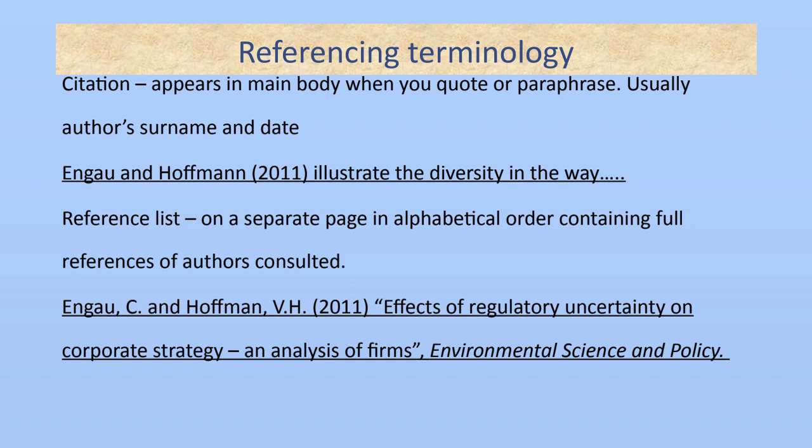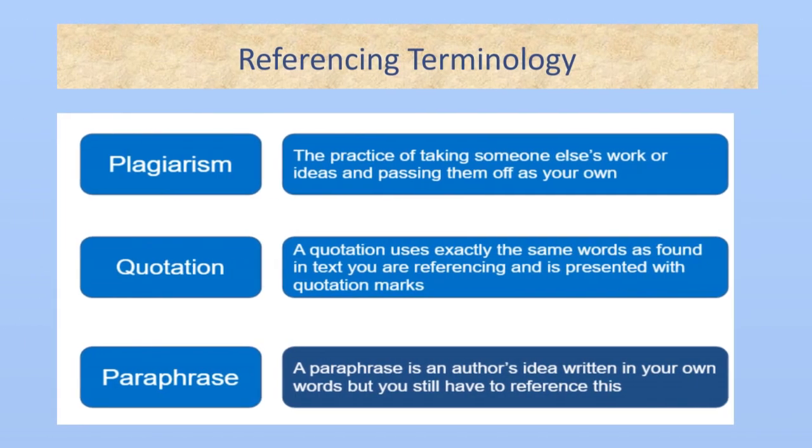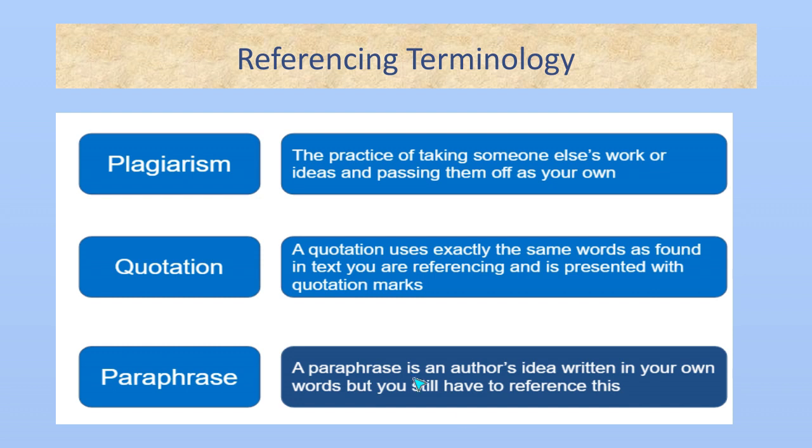So you'll see the citation there in this slide's example. Engau and Hoffman, brackets 2011, illustrate the diversity in the way. So the writer's voice, your voice, is coming through there because you're explaining the diversity, and you're showing that Engau and Hoffman are using their work to illustrate the diversity in the way, etc. So at the end, you will have their full reference, and there are different ways of incorporating it, and we'll go on to that.